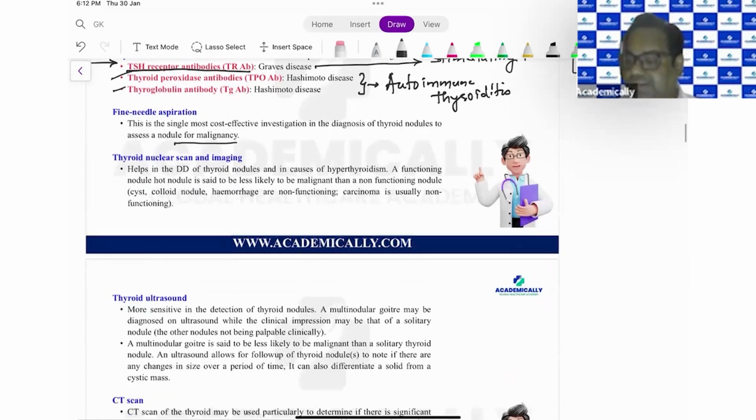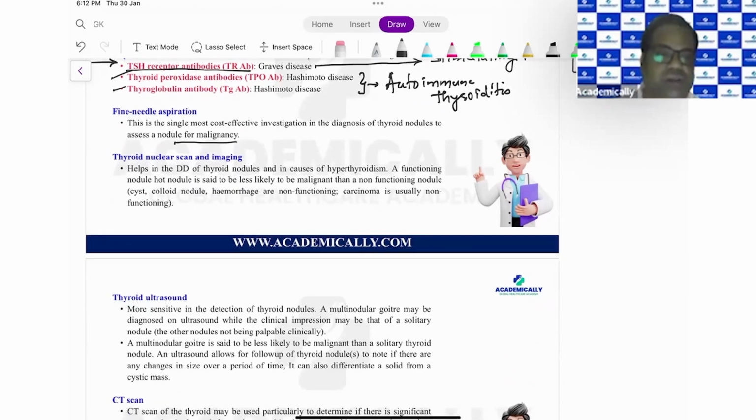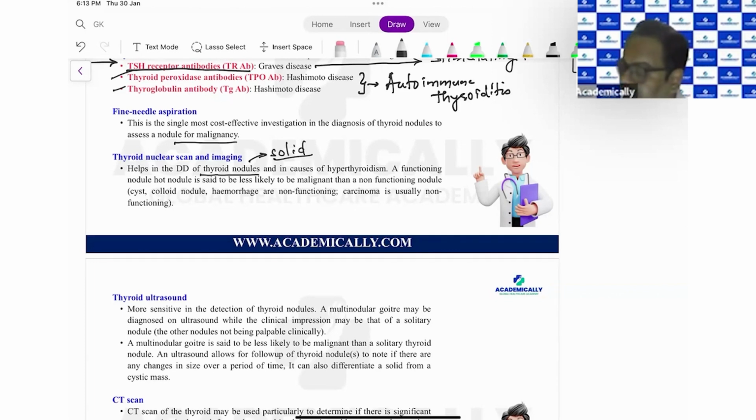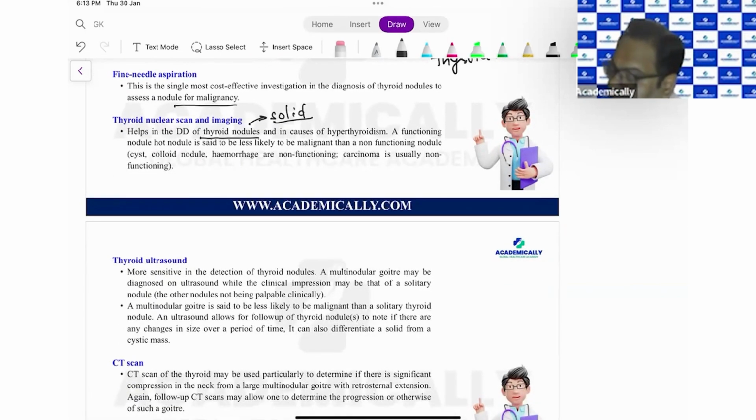Now, nuclear scan and ultrasound. Remember, nuclear scan is good for thyroid nodules, which are solid nodules. Solid nodules in the sense what? When you do a sonography, there are two types of nodules that you might see. One type is the cystic nodule. See over here, you will see a cystic nodule. It tells you cystic nodule. Where is the sonography?